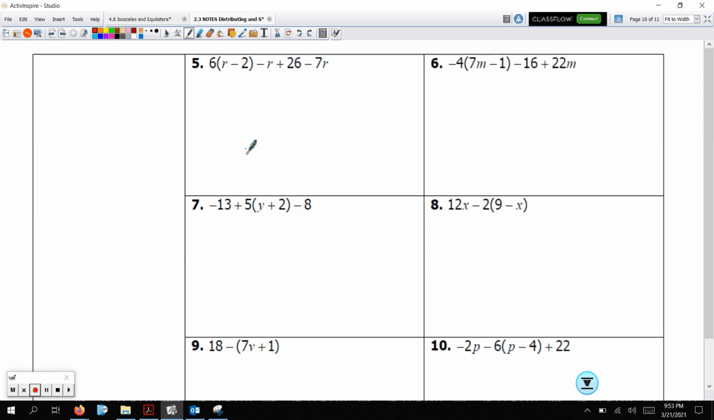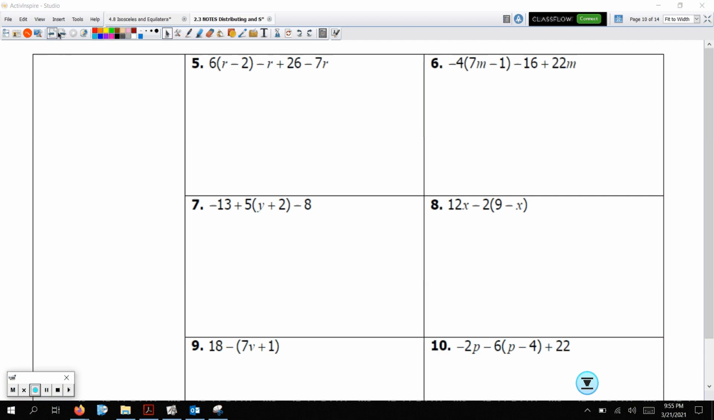Okay, what I would like you to do is copy these problems down and try to see if you can handle it. Now remember, number 9, maybe you want to put a little 1 here that you're going to distribute negative 1 into the parentheses before you begin. Okay? Pause the video and try this on your own.